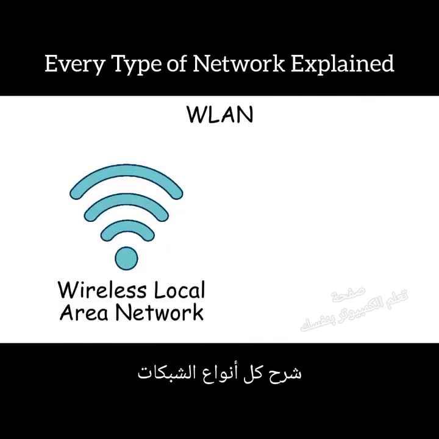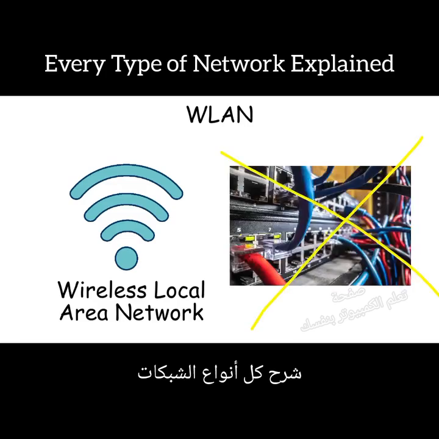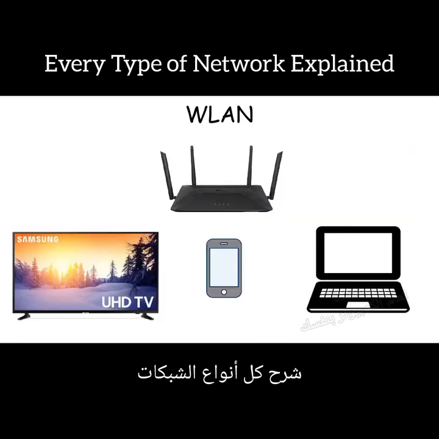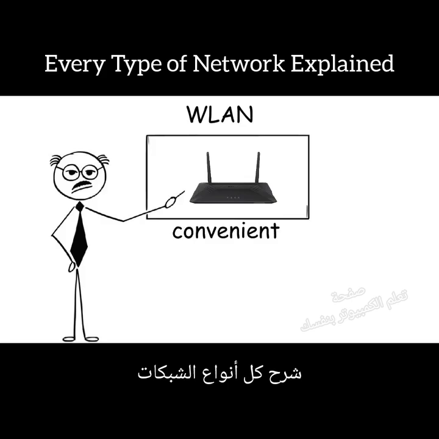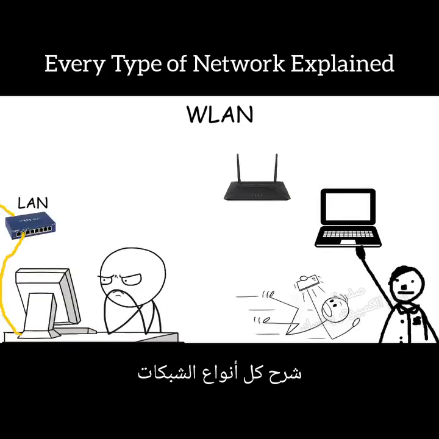WLAN. A wireless local area network, or WLAN, is basically a LAN but uses wireless technology instead of cables. The most common example is your smartphone, laptop, and smart TV connected to the same Wi-Fi network. And this network is more convenient than a LAN because you don't have to sit in one spot, since you can stay connected to the network anywhere in a certain radius.